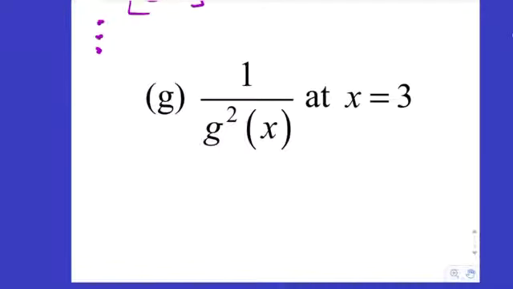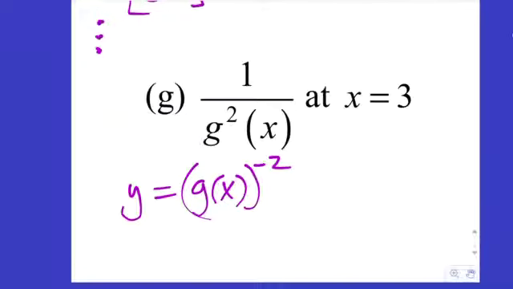All right, this one. 1 over g squared of x. Bring it to the top. So this is going to be g of x all to the what power? Negative 2nd power, and I'll say it's equal to y. So we did two things there. We took it out of the condensed power notation, and we brought it to the top.